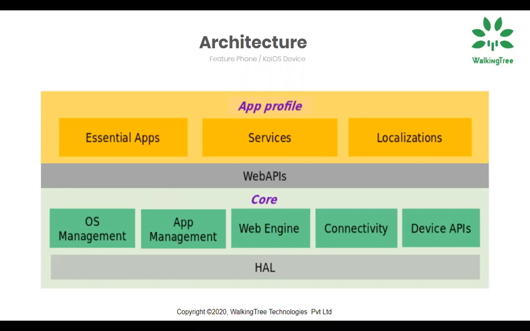The second one is the core, which takes care of the actual runtime environment, like the Gecko runtime engine, the hardware adaptation layer, and some of the supporting libraries. This takes care of the complete native part. And if you look at the architecture diagram, there is an interface called Web APIs. Web APIs play a role in allowing the web applications to communicate with the native functions.